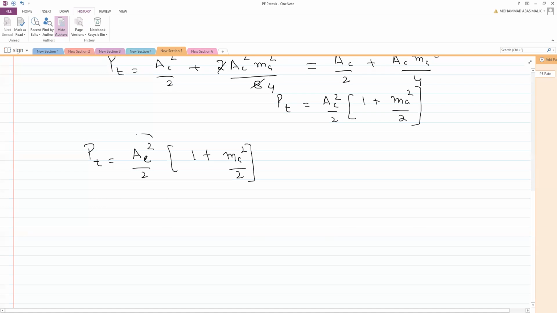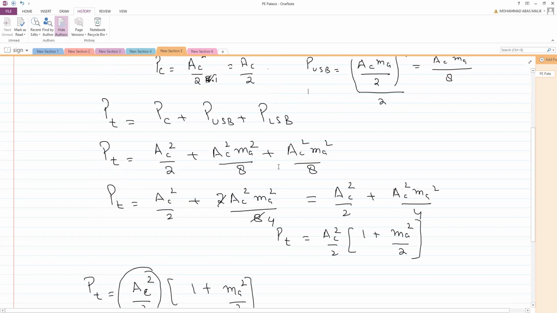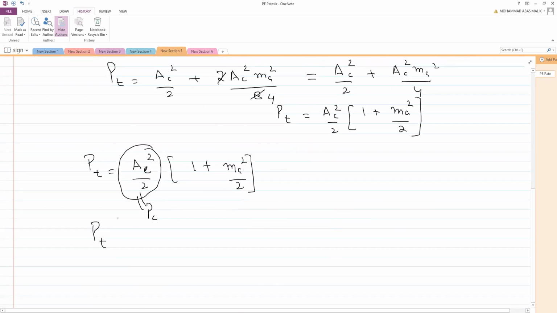Can I say this AC square by 2 is nothing but your carrier power, right? Yes, sir. Because this is equal to carrier power. I wrote here this carrier power is AC square by 2. So that's what I am doing here. So PT will now be equal to PC, or you can write AC square by 2, times (1 plus MA square by 2).